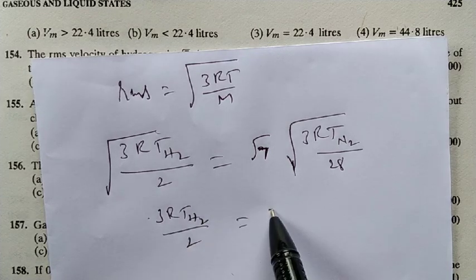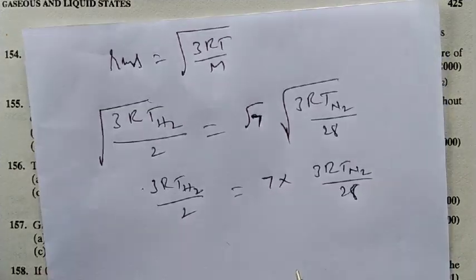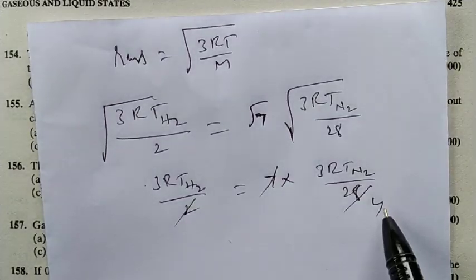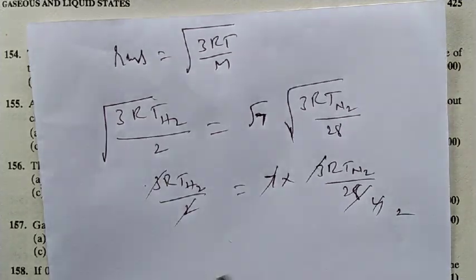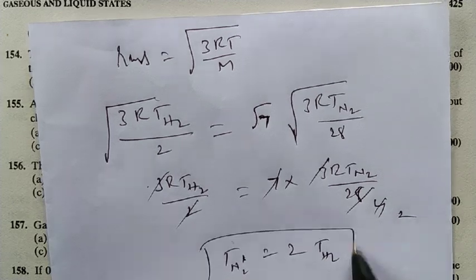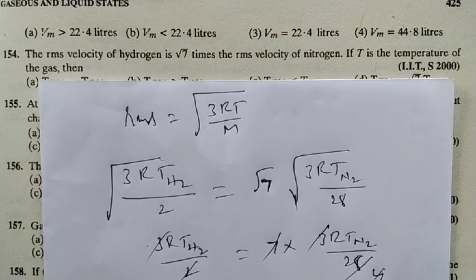3R T_H2 by 2 equals 7 into 3R T_N2 by 28. Is it okay? So here how many times will it be? 4 times. And here it is 2 times. And 3 cancels. Then T_N2 equals 2 into T_H2. See that: the temperature of nitrogen equals 2 times that of hydrogen.